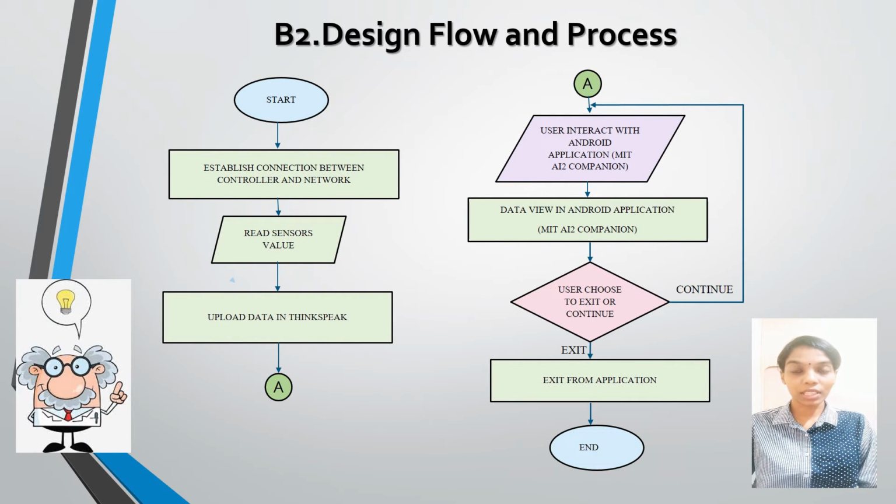Next, I'm going to discuss the design flow and process. This is our flow chart of the system. The system starts to initialize when there is a connection between the Arduino and the Wi-Fi network. If there is no connection, then the process ends. The Arduino will read the data from the sensors and send it to ThingSpeak to store in graph form. Then we have created an Android app and viewers can interact with it and view all the results in the form of graphs in the Android app.